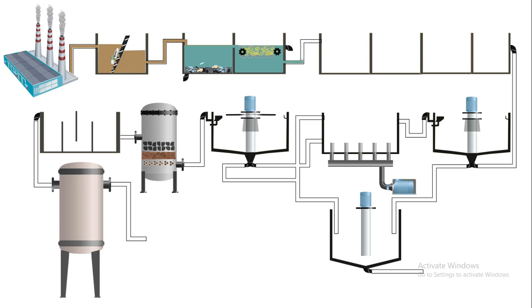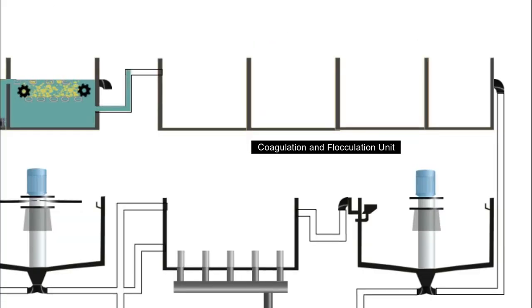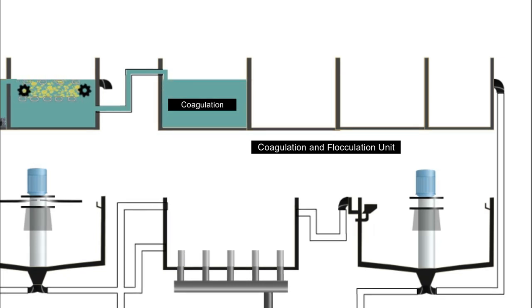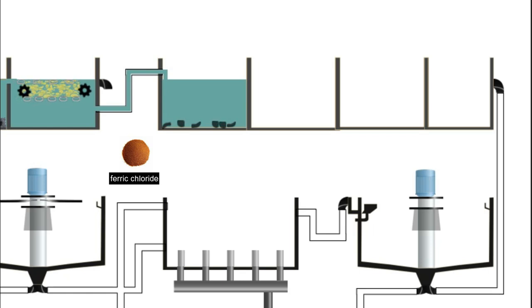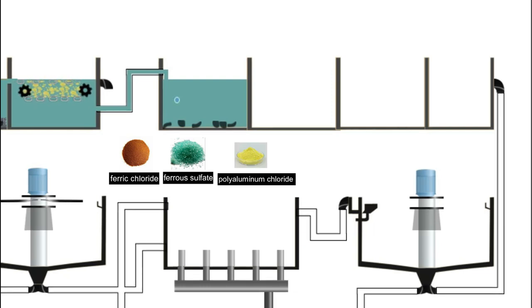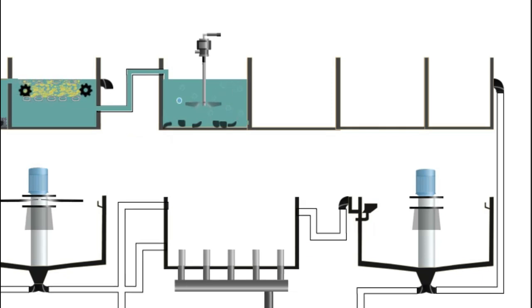The partially cleaned water then moves into the coagulation and flocculation unit, also known as flash mixer. In the coagulation step, chemical coagulants like ferric chloride or ferrous sulfate, or alum, or some polymer like polyaluminium chloride, are rapidly mixed into the water. These chemicals neutralize the surface charges on fine colloidal particles, causing them to destabilize and come close together.